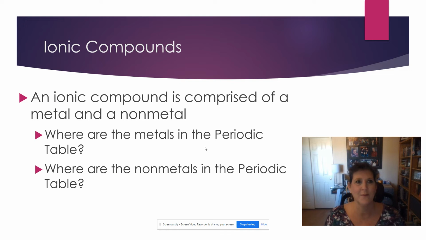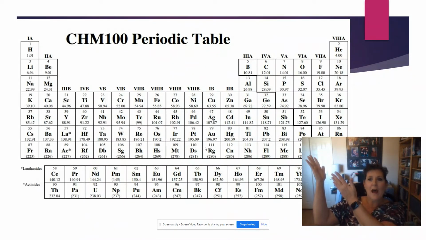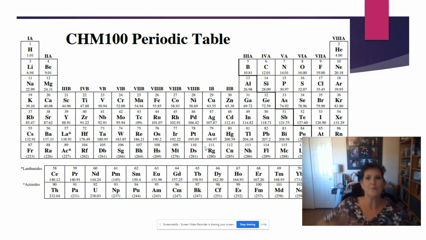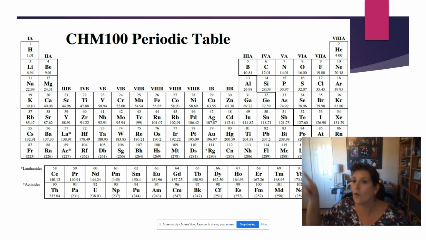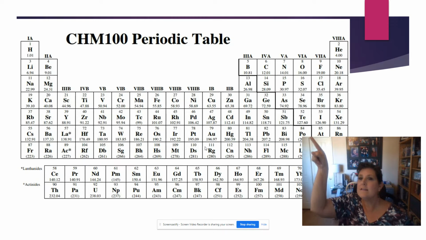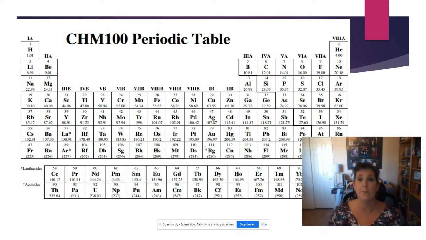You've got it. So let's talk about ionic compounds now. An ionic compound is made up of a metal and a non-metal. So let's go look at where the metals are in the periodic table and where the nonmetals are in the periodic table. So here's your Chem 100 table. Do you see right up here this darkened bold line that continues up and looks like a stair-steppy line? Well, the metals are on one side and the nonmetals are on the other side.